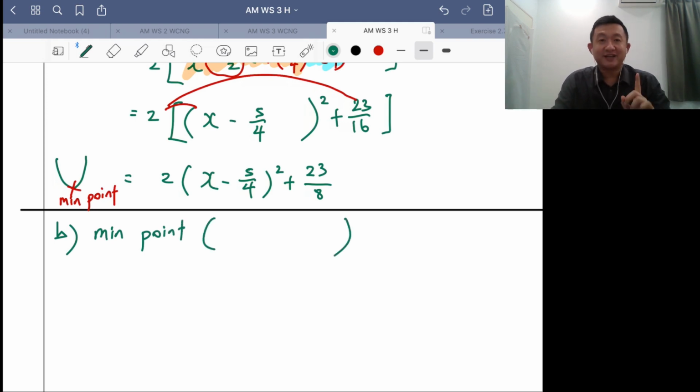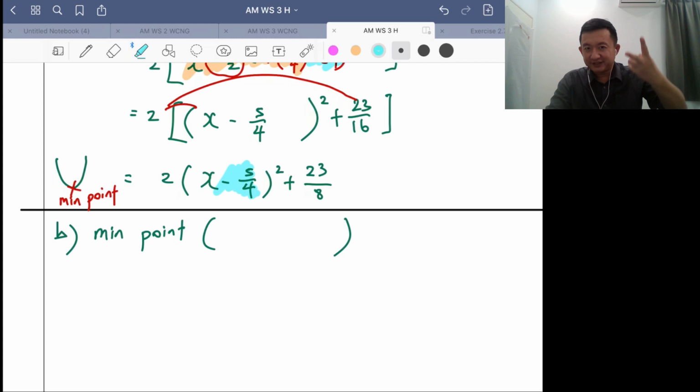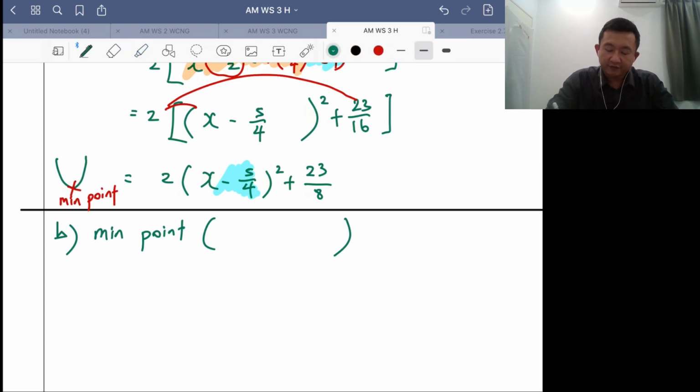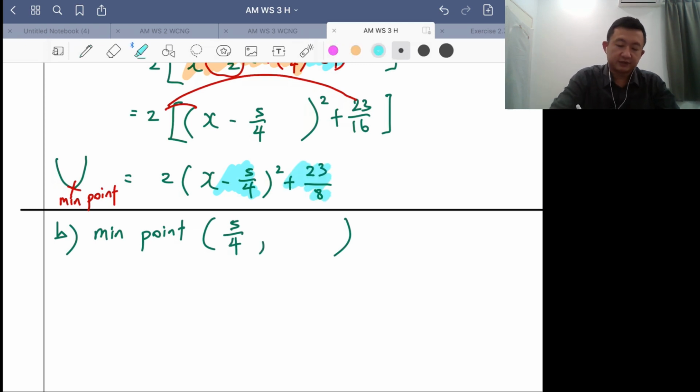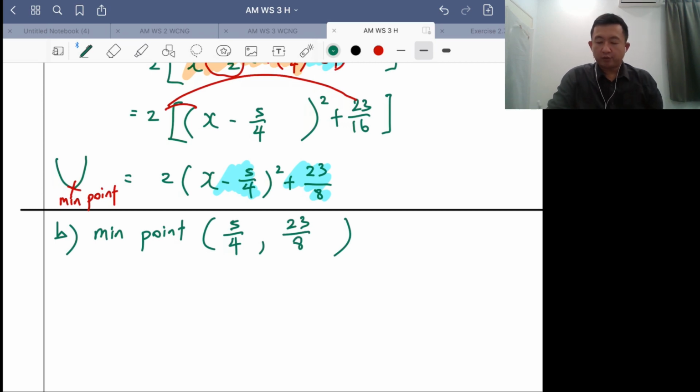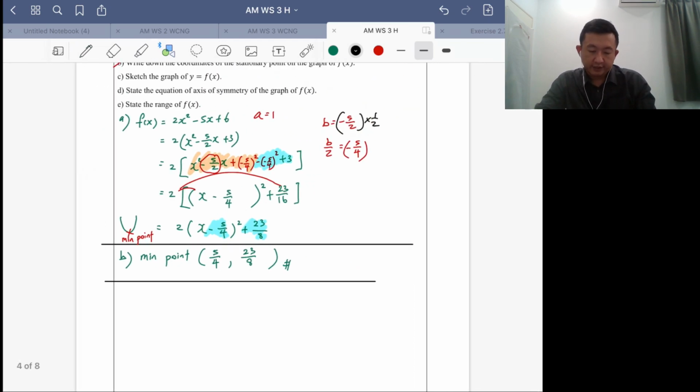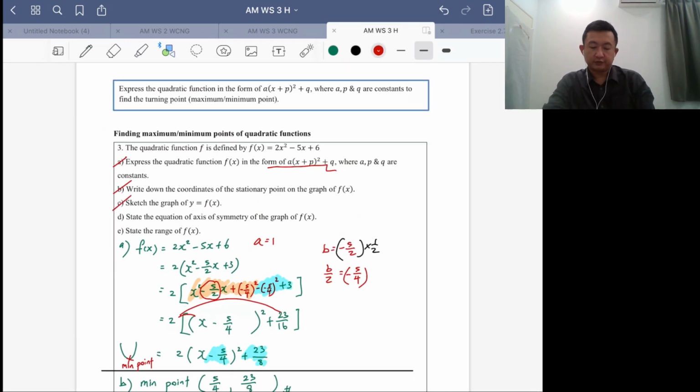Then how do we read the x and y value? Just read whatever comes after the x, with the different sign. If this is minus 5 over 4, then you go for 5 over 4. And whatever comes after the brackets, this is the y value. Okay, this is your minimum point. We are done. Now we go to sketching the graph.